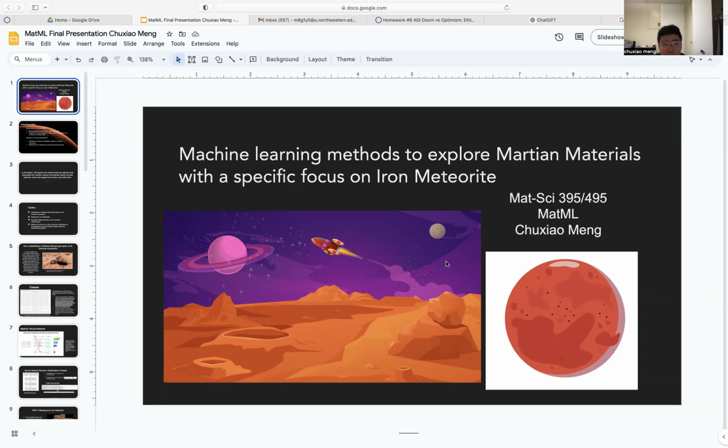In this project, I will use machine learning methods to explore Martian materials with a specific focus on iron meteorite.